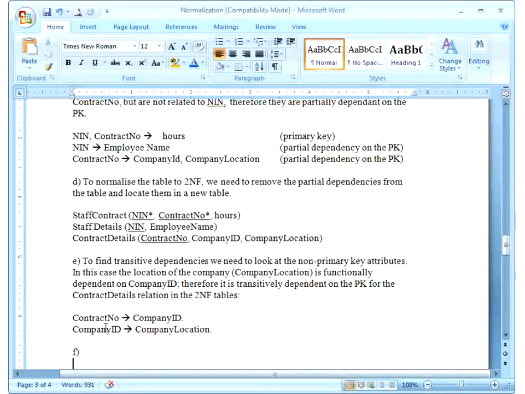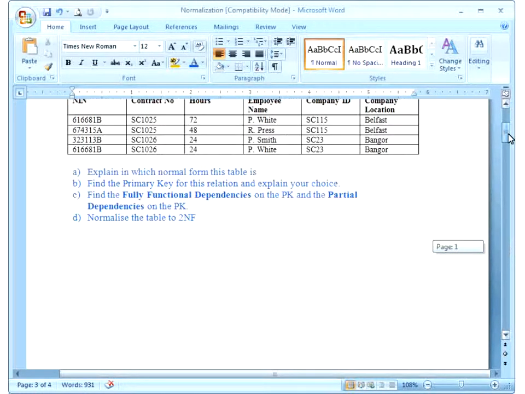For example, we are keeping employee name with the national insurance number of the employee, and we are keeping contract details separately with contract number, company ID, and company location. So in this way, now your table is in second normal form.